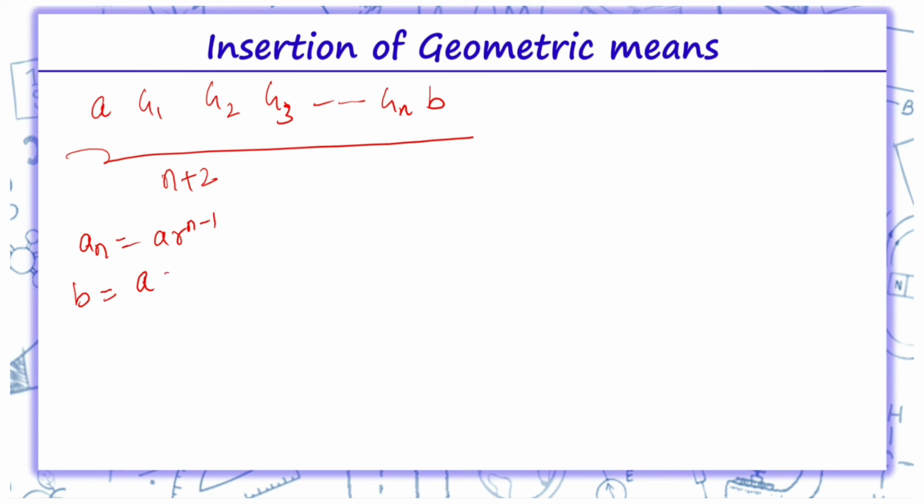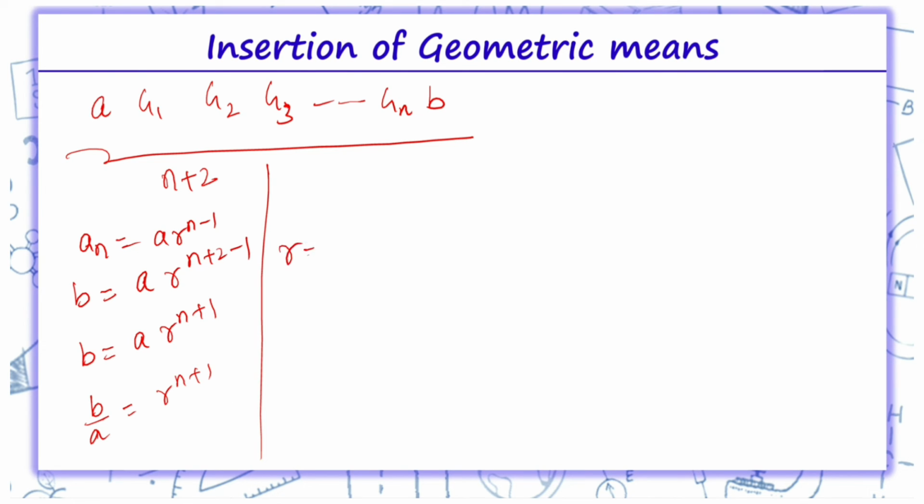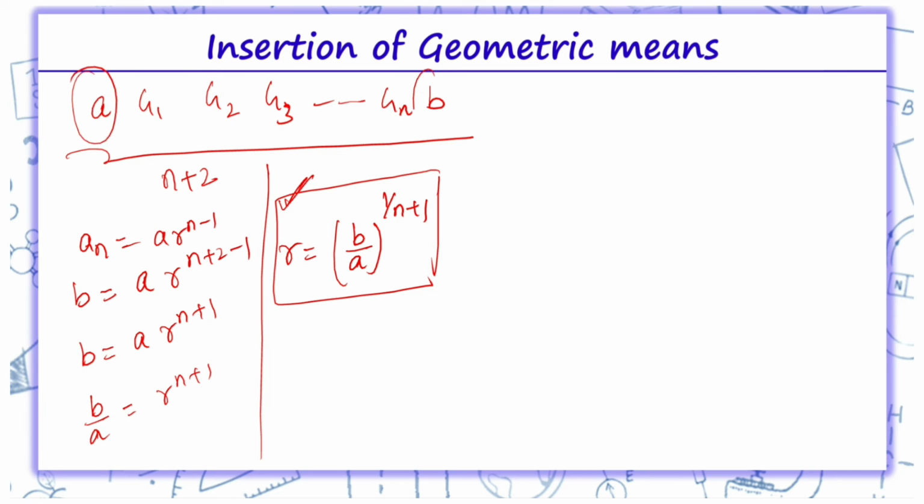r to the power n can be written as n plus 2 minus 1. So thus we'll get b is equal to a into r to the power n plus 1. So the value of b by a is r to the power n plus 1. This can be written as r is equal to (b upon a) to the power 1 upon n plus 1. So this is how, if we have to insert some geometric means, we'll calculate r, and since we are provided with a and b, we'll then calculate the geometric means.